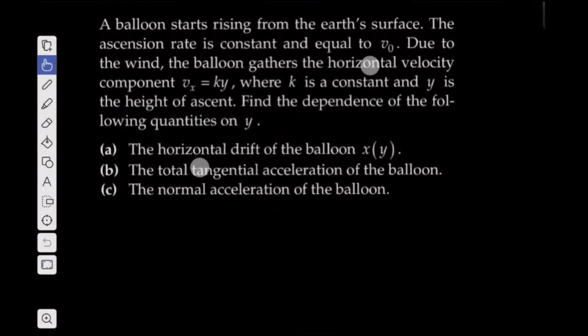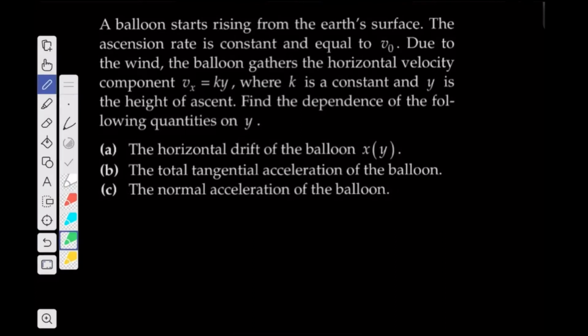Check out this question. A balloon starts rising from the Earth's surface. The ascension rate is constant and equal to v naught. Due to the wind, the balloon gathers a horizontal velocity component Vx equals ky, where k is a constant and y is the height of ascent. Find the dependence on y of the following quantities: the horizontal drift, meaning how much it has traveled in the x direction; the total tangential acceleration of the balloon; and the normal acceleration. Normal acceleration is the one perpendicular to the velocity vector, so it is another name for the radial acceleration.